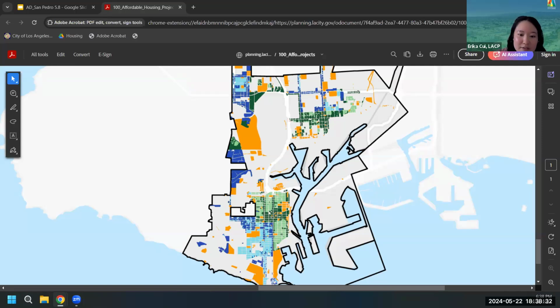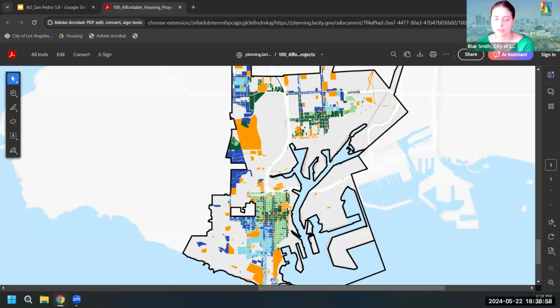The idea is that if you're in a higher market tier, there's potentially an ability for projects in that area to provide more affordable units within their projects, because they can offset them with the greater rental prices that are currently in that neighborhood. Does that answer that question?